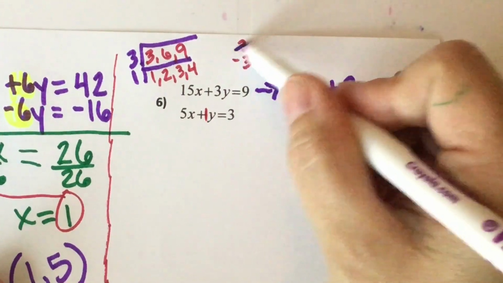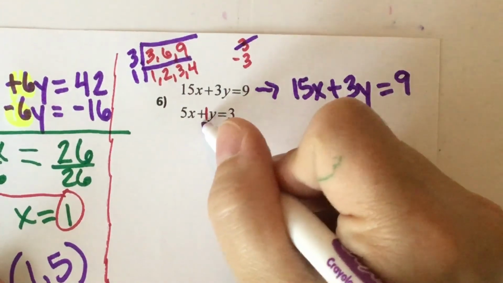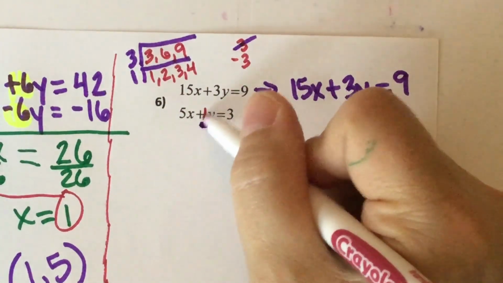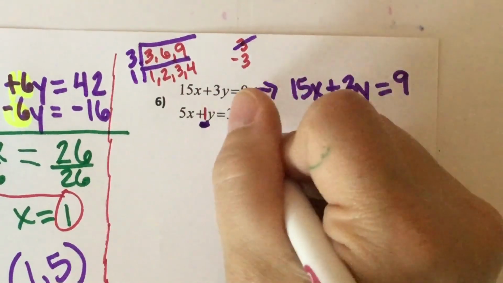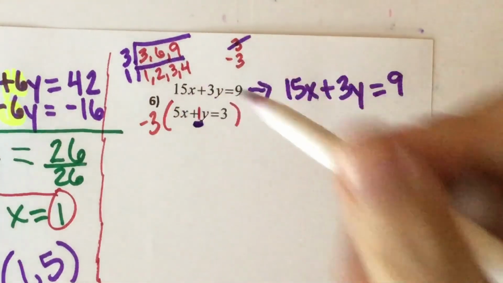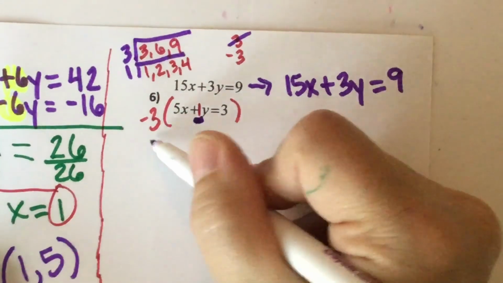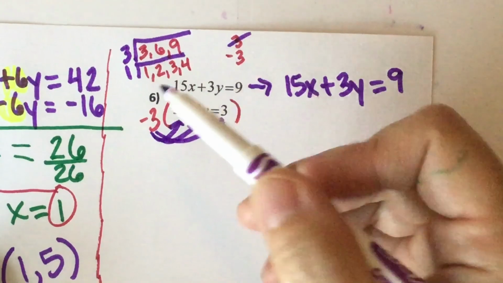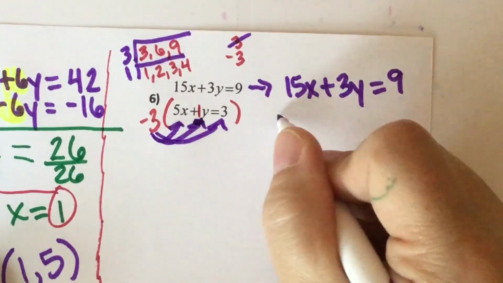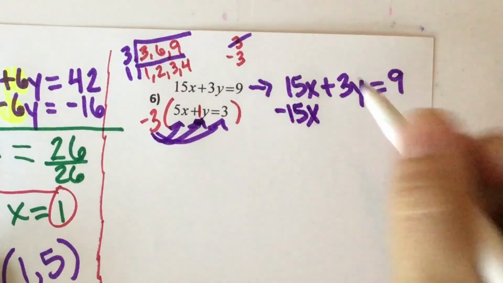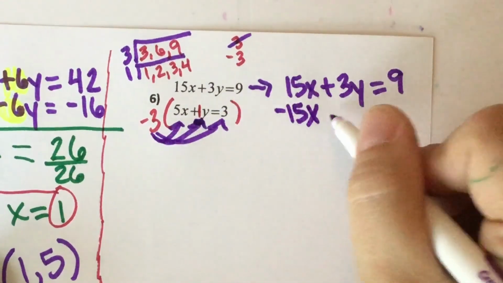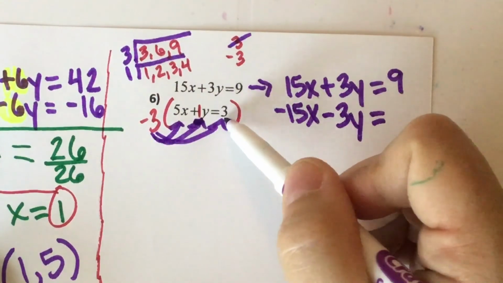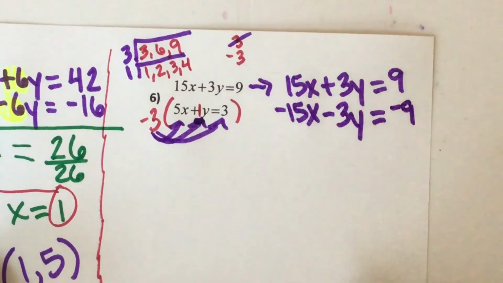We're not going to do a thing to it because it's already got the positive 3 like we wanted. Okay, so the positive 3 is taken care of. Now we need the negative 3. So right now it's a 1. What do we need to multiply 1 with to get a negative 3? Negative 3. And don't forget to multiply all 3 things. So negative 3 times 5x makes negative 15x. Negative 3 times 1y makes a negative 3y. And negative 3 times positive 3 makes a negative 9.